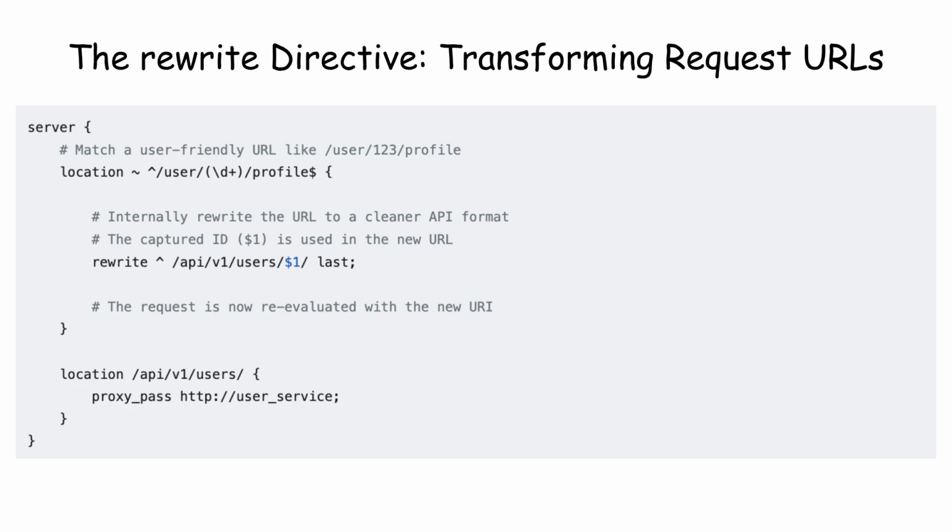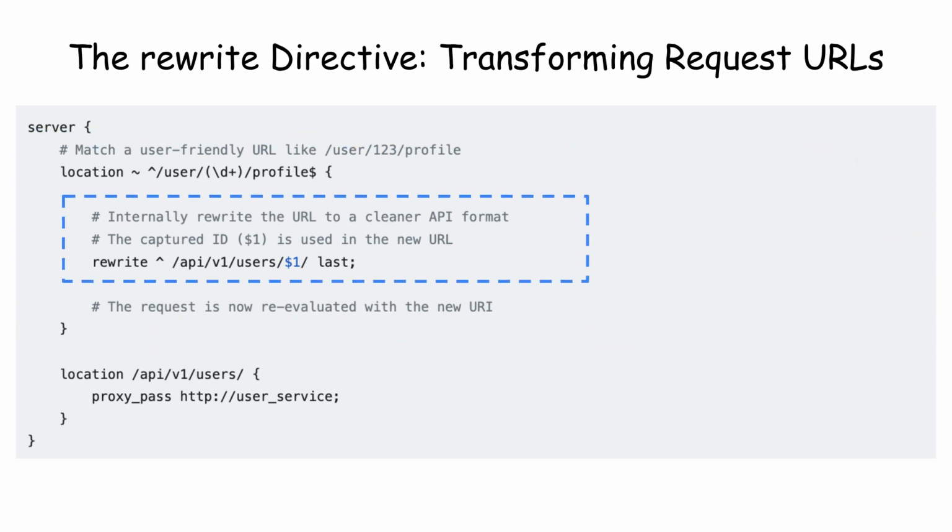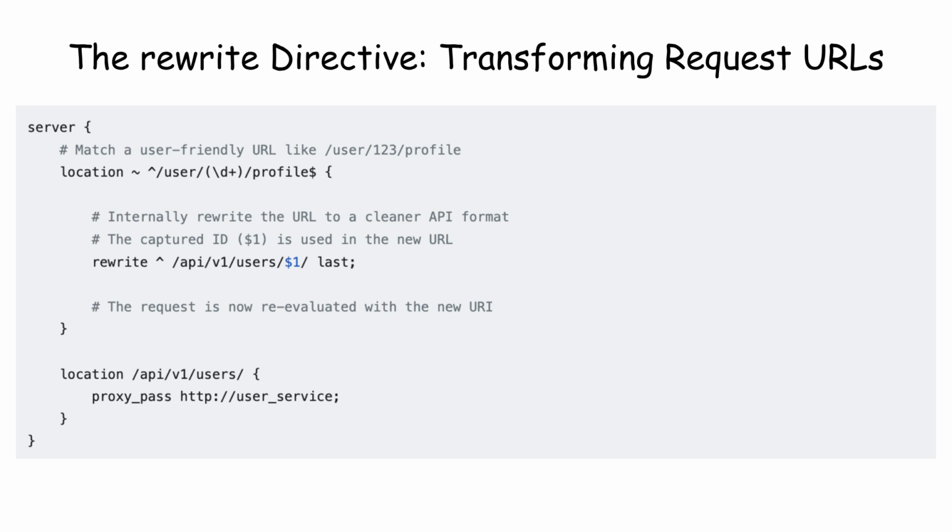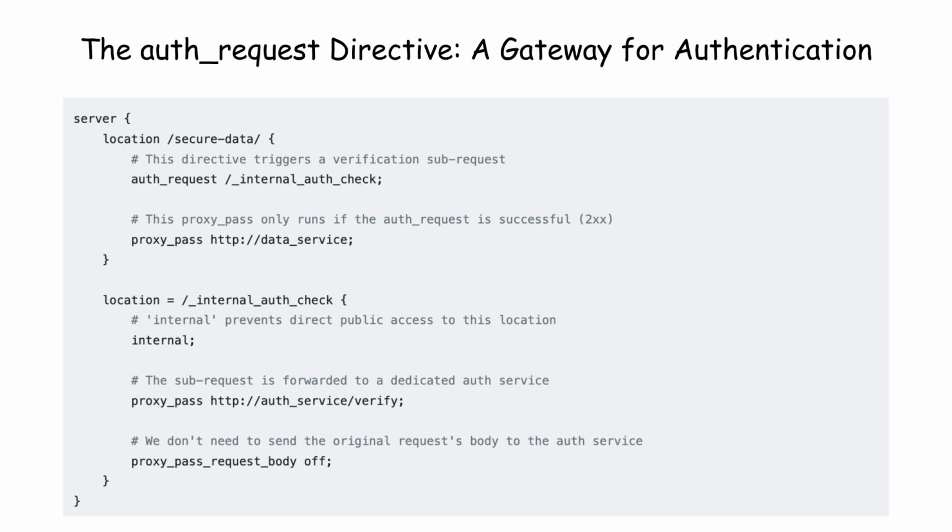The parentheses capture the user's ID, \d+, into a built-in variable, $1. The rewrite directive then transforms the URI into the format our backend expects, /api/v1/users/123. The last flag is important. It tells Nginx to stop processing this location block and start a new search for a location that matches the new URI. The request will now be caught by our /api/v1/users/ location and proxied correctly.